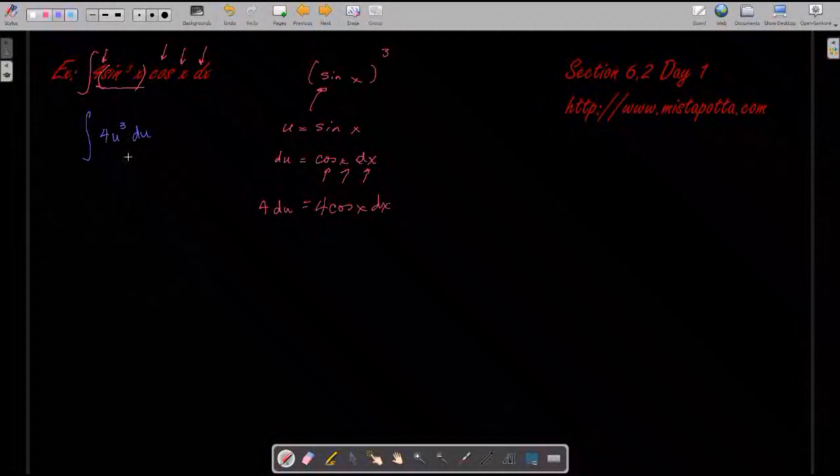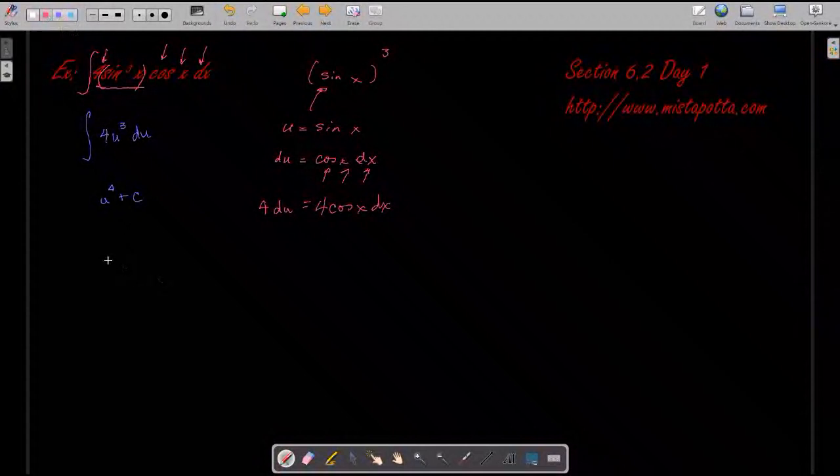And so now I can just find my antiderivative using our traditional methods. This becomes u to the 4th plus a constant. So I've substituted, I've found the antiderivative, and now I need to do that last step. I need to rewrite this integral, rewrite this function as a function of x.